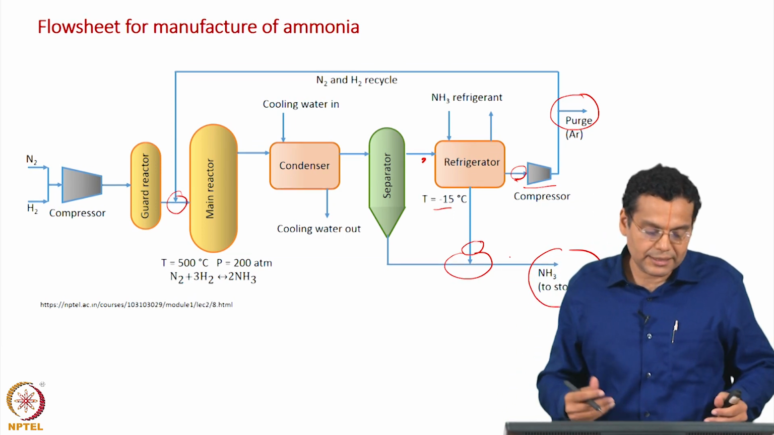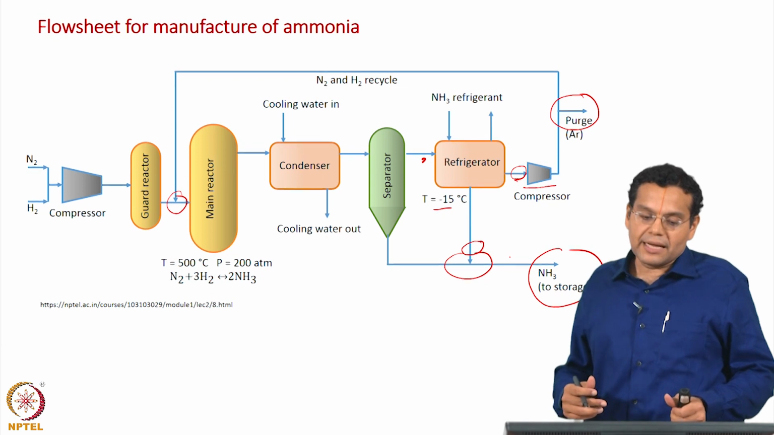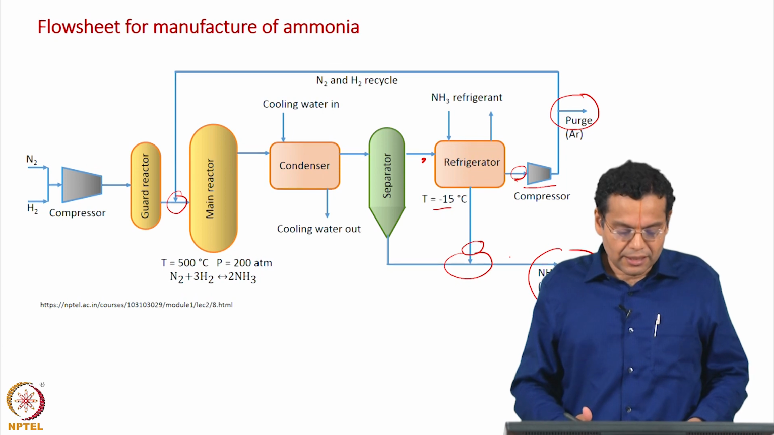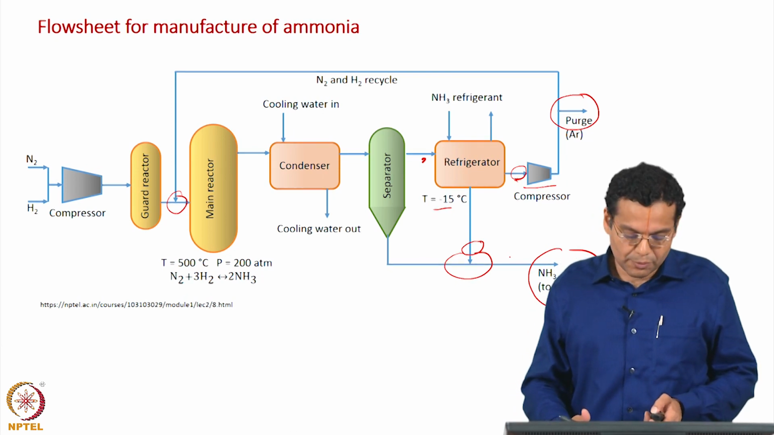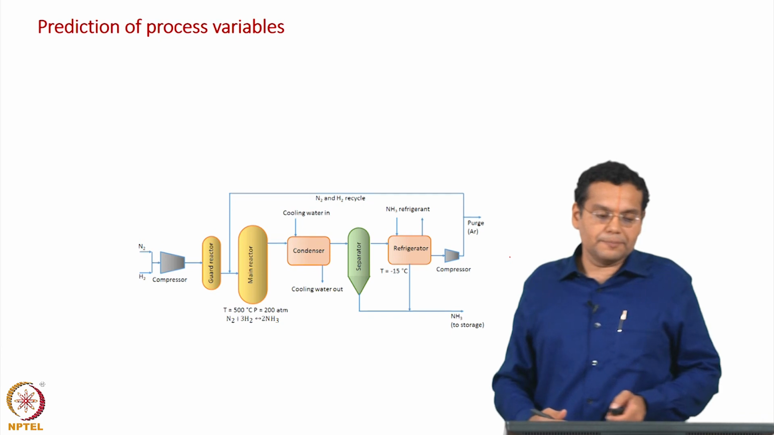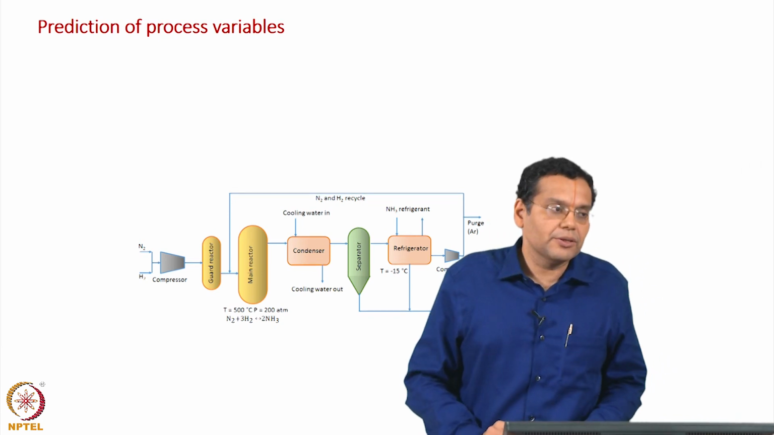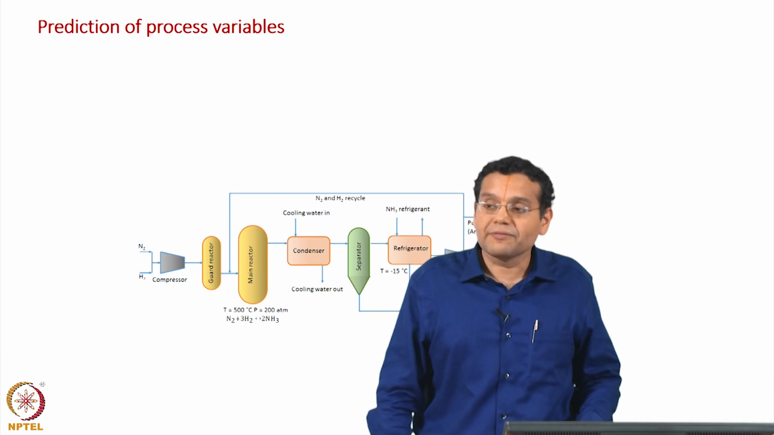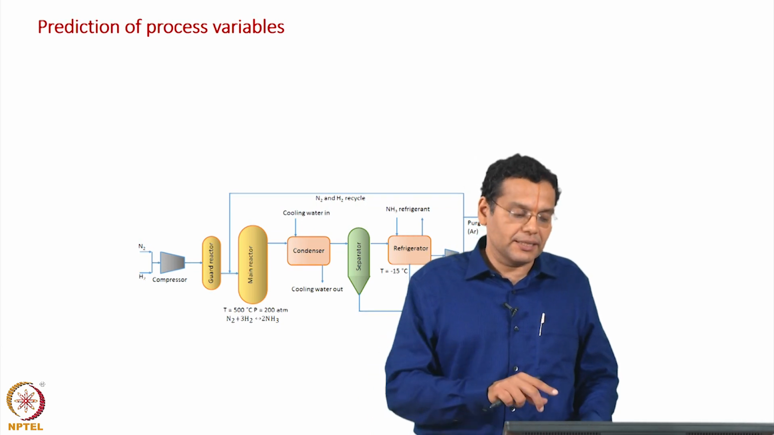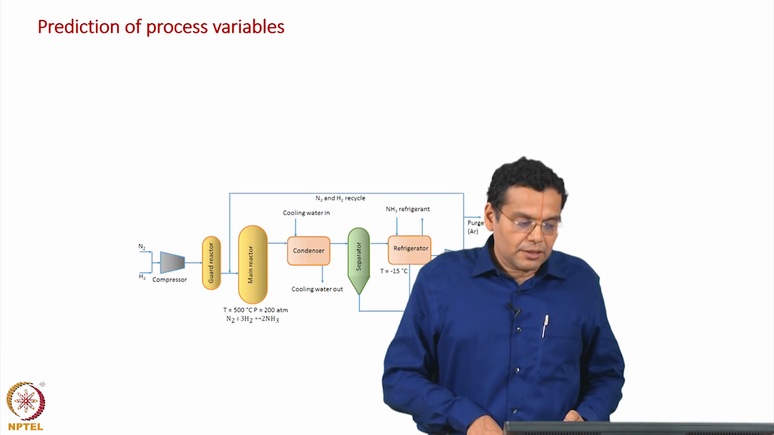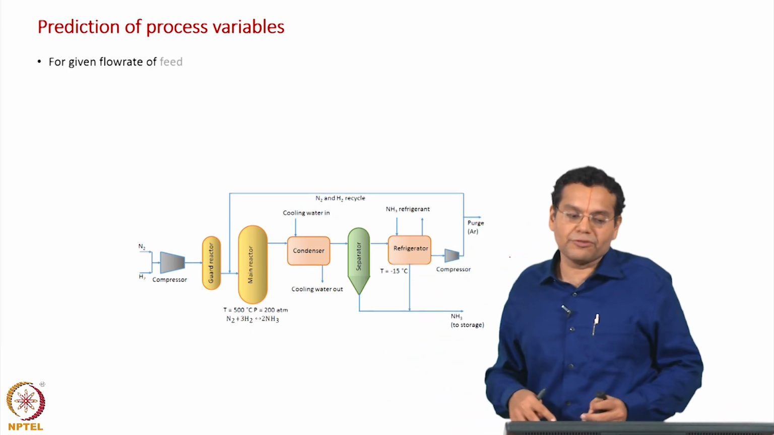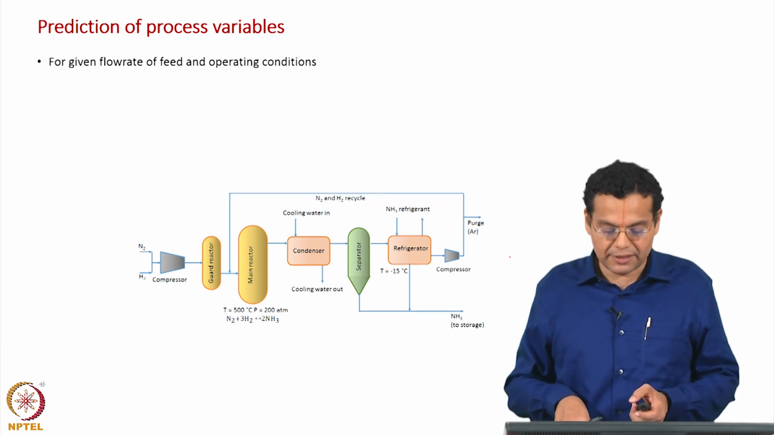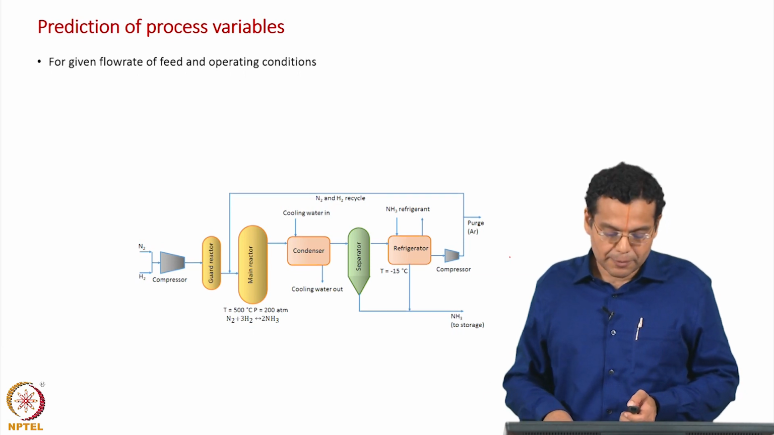So, let us say we want to set up this ammonia plant and we want to design this plant, we want to simulate this plant. Now, how do we go about that? As I say, simulate is equivalent to prediction of variables. Now, what are the variables which we would like to predict in this particular flow sheet? First, for a given flow rate of the feed and operating conditions, let us say the feed and the operating conditions are given, what are the variables we would like to predict?